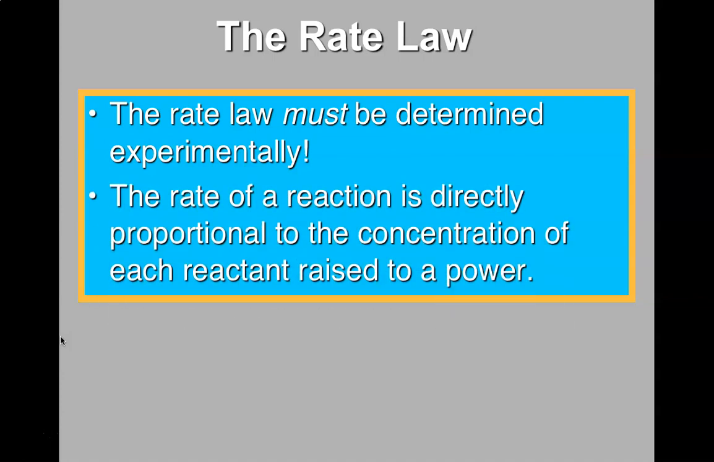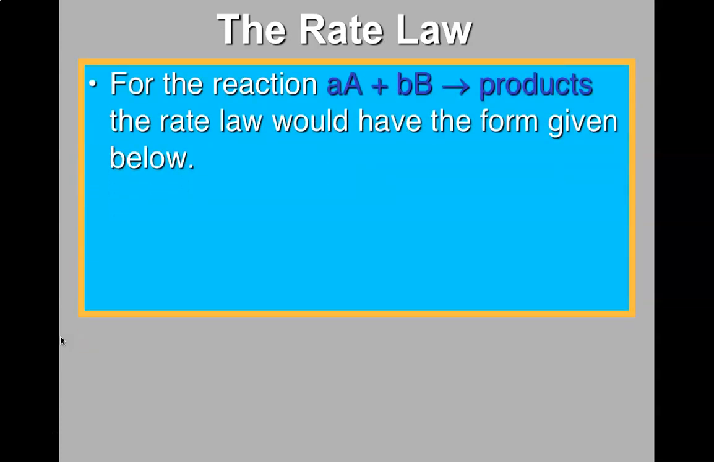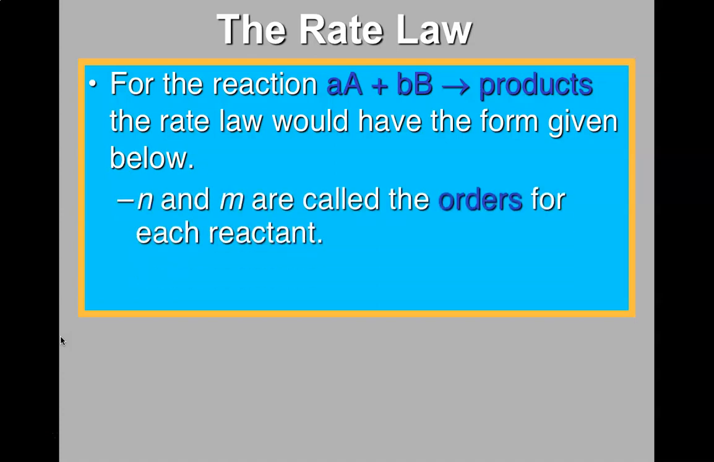The rate of the reaction is directly proportional to the concentration of each reactant raised to a power. So it's pretty simplistic in that sense. Given a reaction of A plus B going to products, a rate law has a general formula that we'll look at. Usually N and M are called the orders. Those are your exponents, or the powers, if you will.